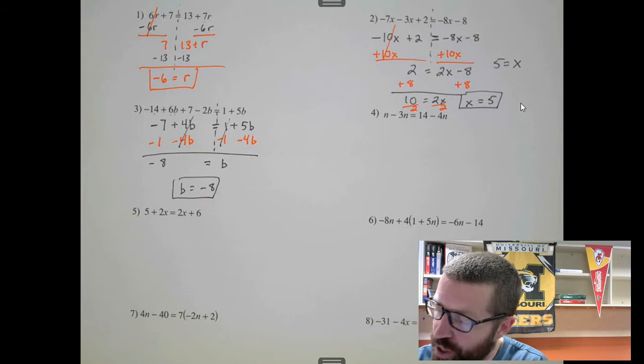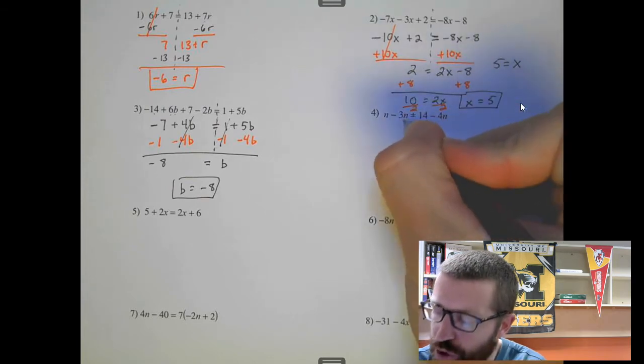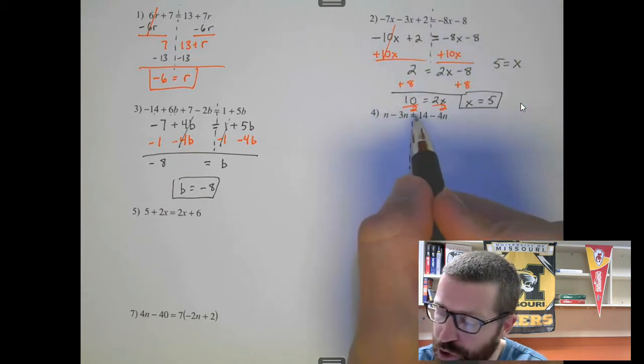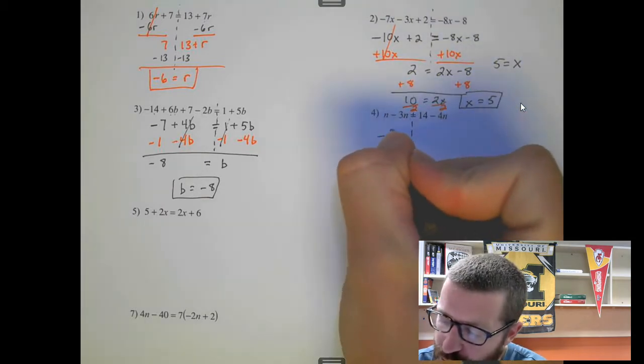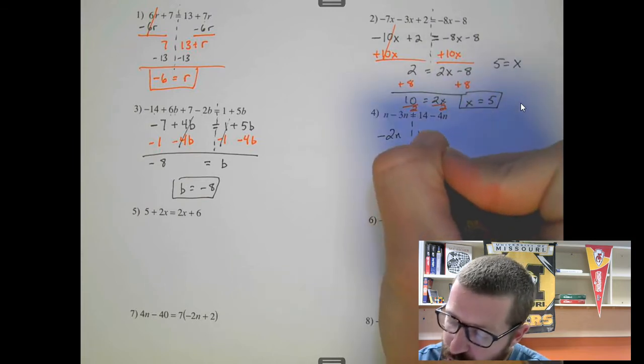Okay, here, be careful that you're looking at the left and right side. On the left, these are on the same side, so we can just combine these. But always make note of where your equal sign is. So this is -2n. And then let's not do anything here yet.